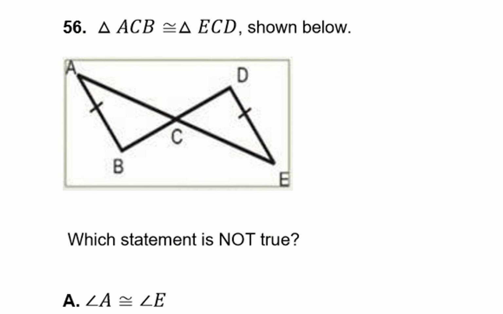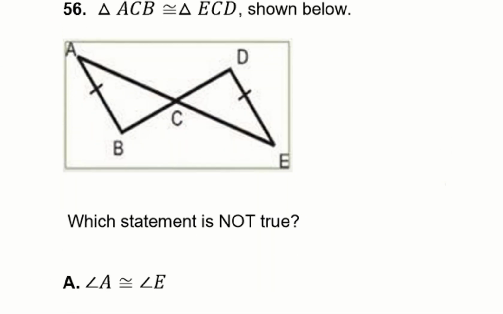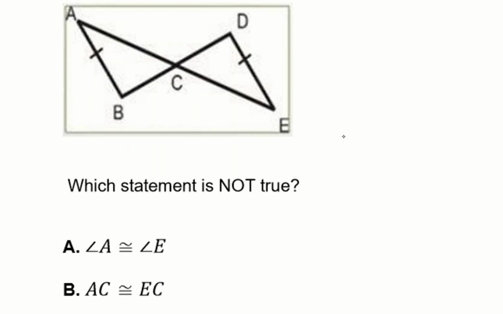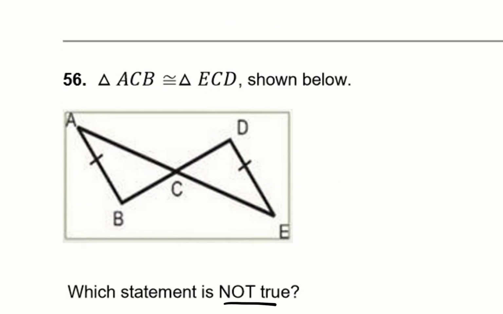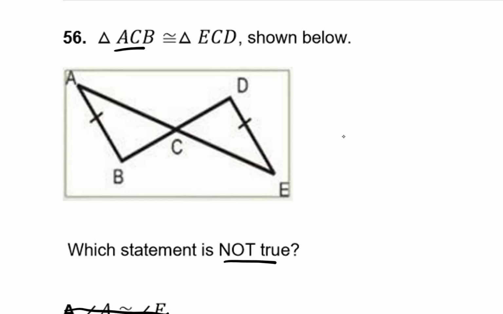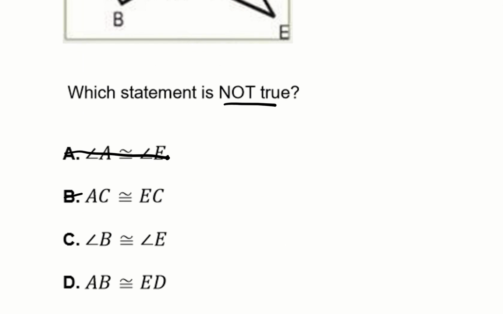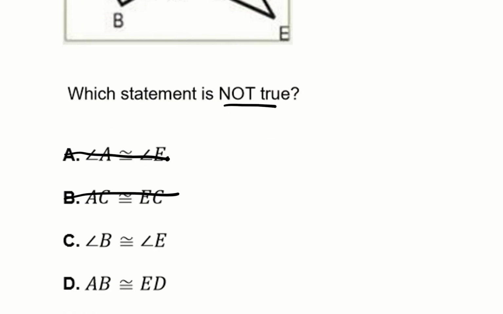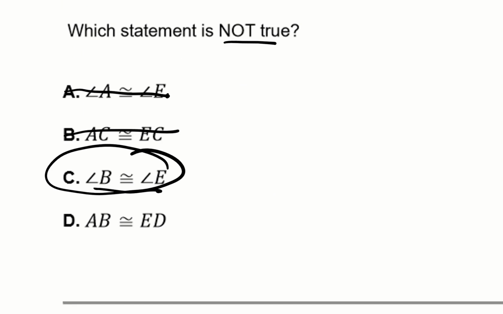Okay, triangle ACB is congruent to triangle ECD shown below. Which statement is not true? So we know that angle A is congruent to angle E based off of that statement. So this can't be correct because we're looking for the not true statement. We know that AC is congruent to EC. So that's not the right answer. We know that angle B is congruent to angle D, and that's not what this says. So that means this is the correct response.